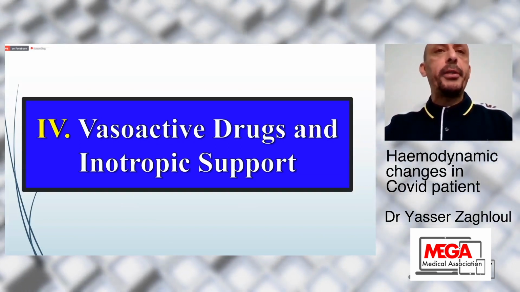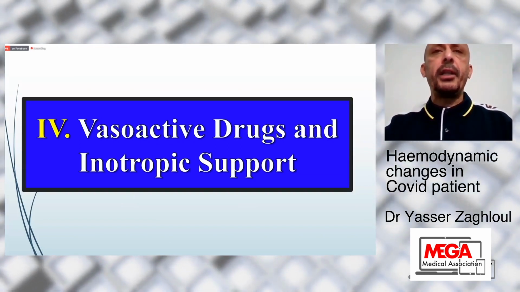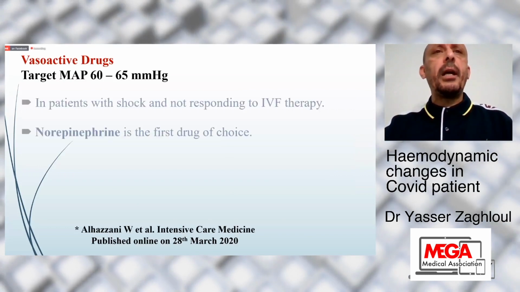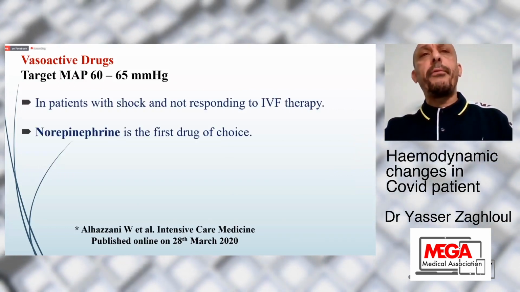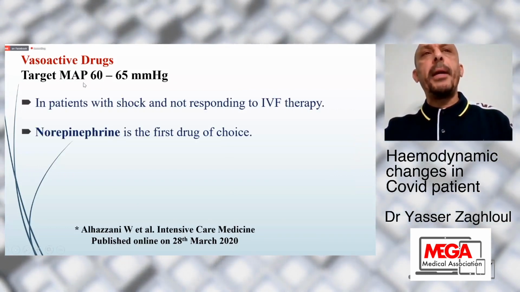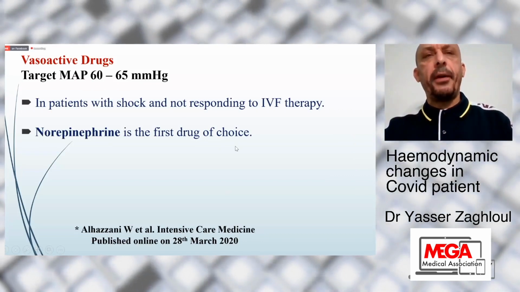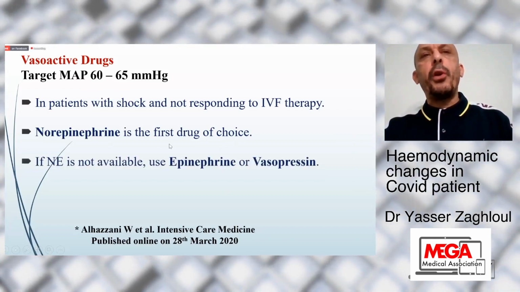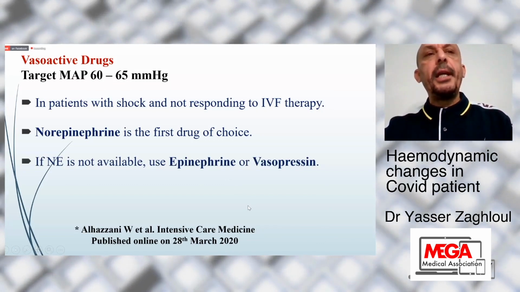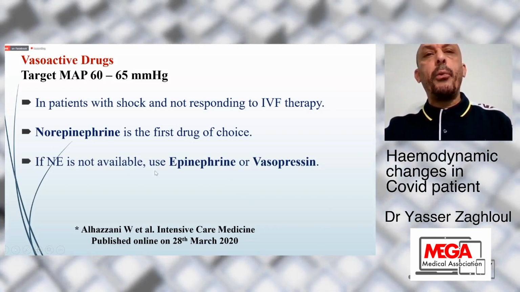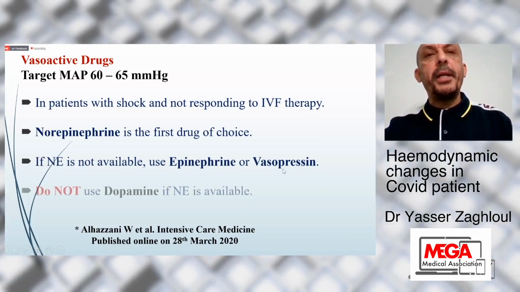Now we will come to the first point, the vasoactive drugs and inotropic support. The current recommendation is to use fluids and norepinephrine to maintain MAP between 60 and 65. And norepinephrine is always the first drug of choice. If norepinephrine is not available, you may use epinephrine or vasopressin.